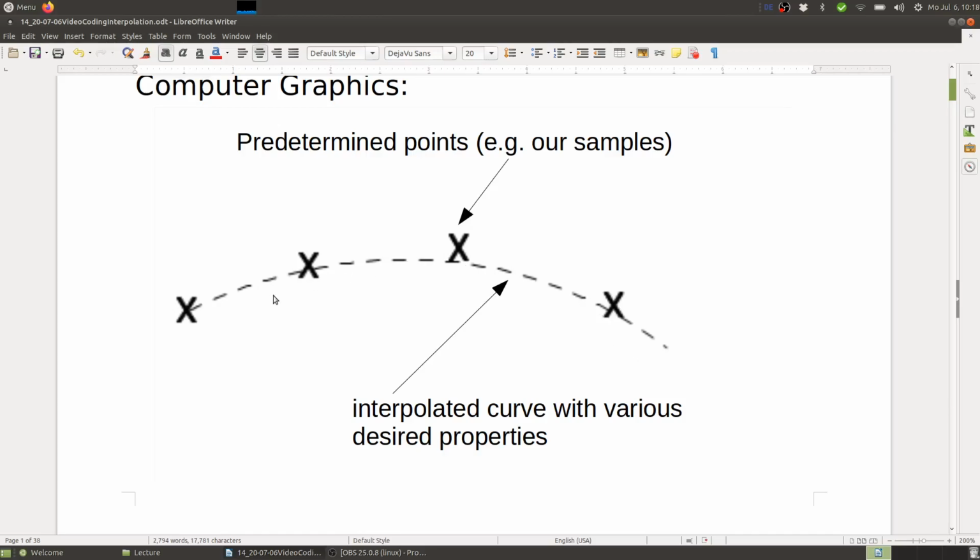And then the dashed line would be the interpolated curve with various desired properties, which is usually that it should be smooth and ideally it should go through the original samples, and you can see here it's not the case. And then this curve can be used for obtaining high resolution images using this interpolation.